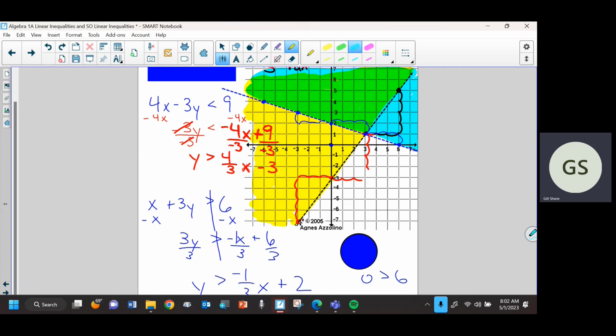I shaded that with both colors, right? So I shaded the green section. We'll start with this section. This section was shaded twice when I did both lines. I shaded it when I did the first line. I also shaded it when I did the second line. That's your solution section. Because it works for both inequalities. That's why we shaded it twice. We shaded this twice because it worked for this problem. We shaded it for this one because it worked for this problem.